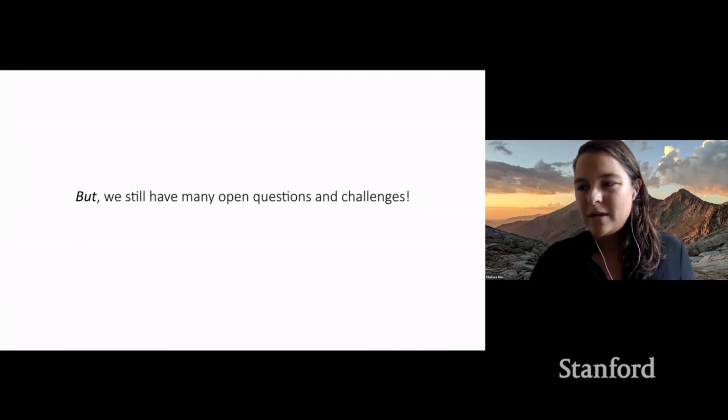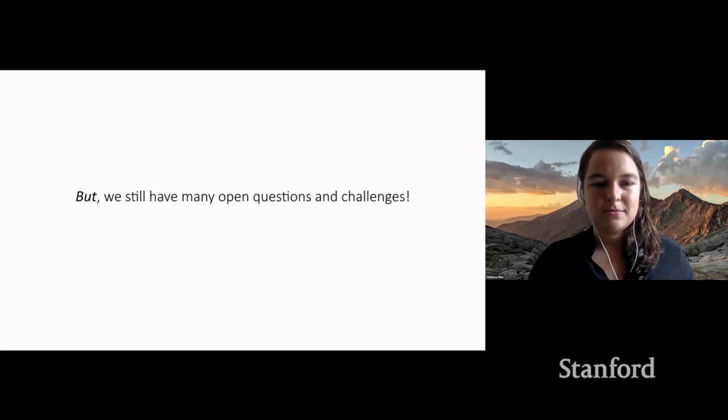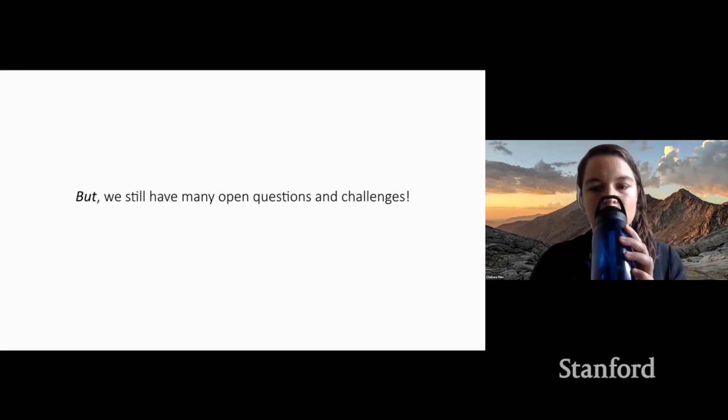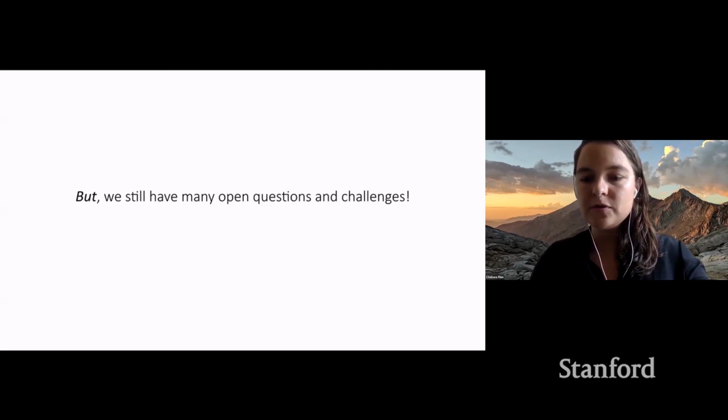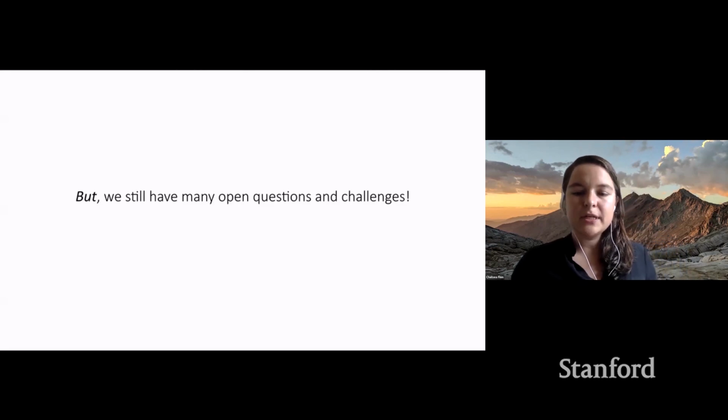Okay, so any questions to wrap things up? There's a question asking whether, for multitask learning to work, the tasks need to be similar. Is this the case for meta learning as well?